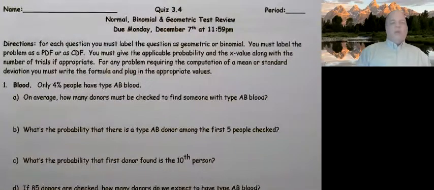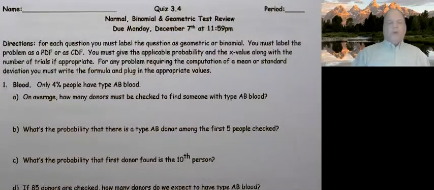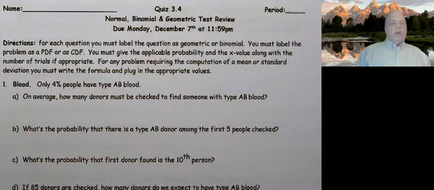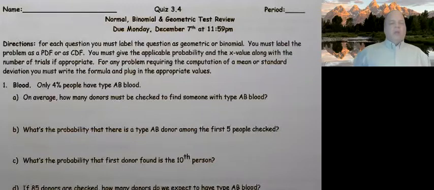Okay, so this is for the test review. This will be question one, and this video will only cover question one of the test review. So on average, how many donors must be checked to find someone with type AB blood?